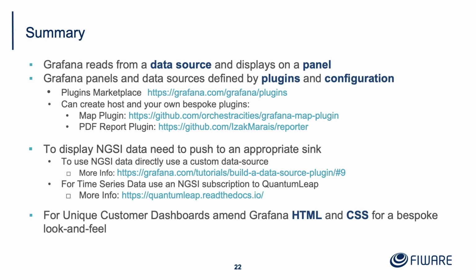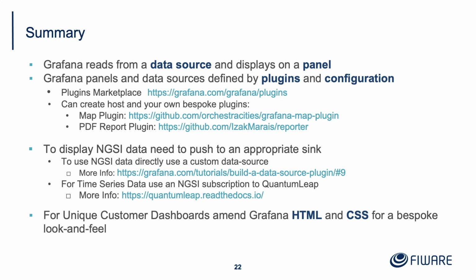So, in summary, Grafana reads from a data source, which can be one of many different data sources, and displays information onto a panel. The important point for FIWARE systems is that you must somehow create data into a data source which it is able to read. All of the panels and data sources are defined by plugins and configuration of those plugins. You saw various things being changed when you're trying to connect, and you can get hold of plenty of plugins. You can even get hold of alternative NGSI v2 plugins, for example, on the Grafana plugin marketplace. And if that's not good enough, you can create your own.